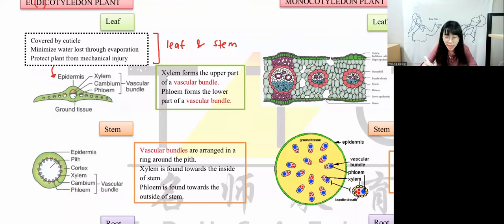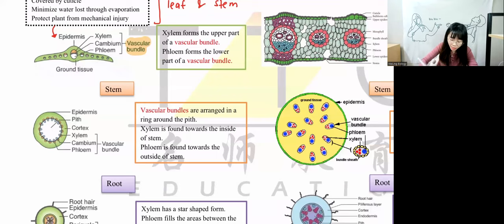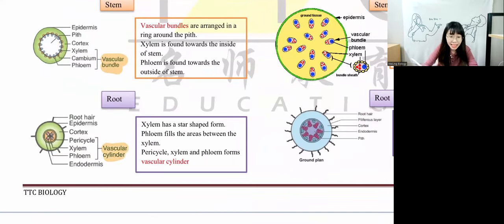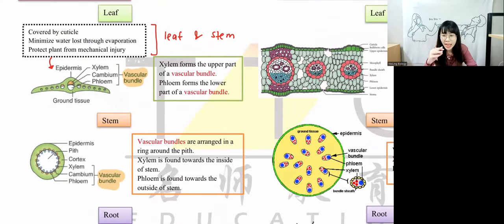Okay, the outermost layer. And then we have to learn xylem and phloem. Xylem, phloem, cambium is known as vascular bundle. Same thing in stem: xylem, phloem, cambium, known as vascular bundle. Root is called vascular cylinder. But they are still referring to xylem and phloem, just that at different parts, we have different names. So we're going to look at the location for xylem and phloem. For this, you only have to know xylem, then you will know phloem.